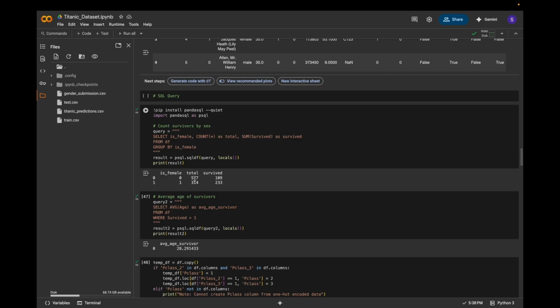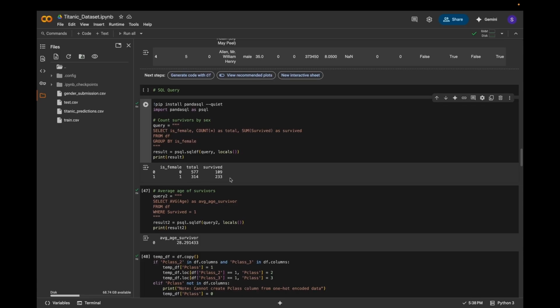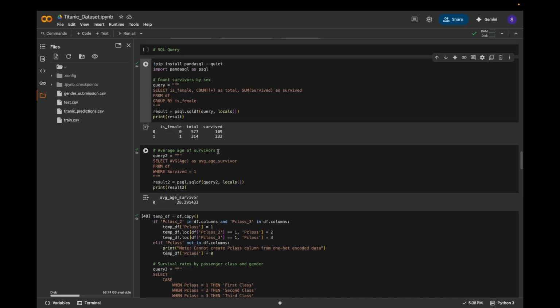Zero is basically the males, the total males, which is like 577, and out of the 577, 109 only survived, while one includes the women, out of which is like 314, of which 233 survived, which is pretty impressive. This shows there was like courtesy at the time to let the women and the children go, which might explain why in this case the women have a higher survival rate as compared to the men.